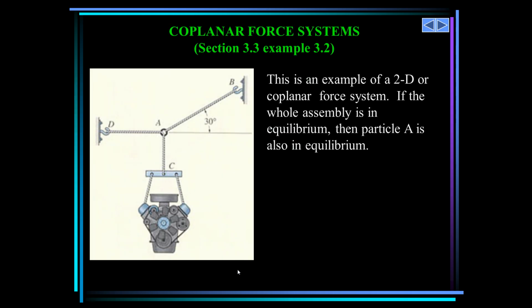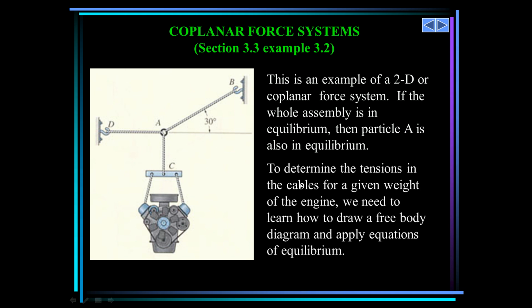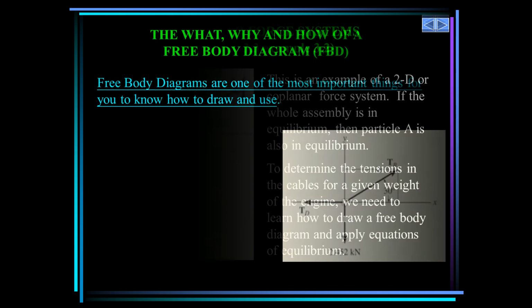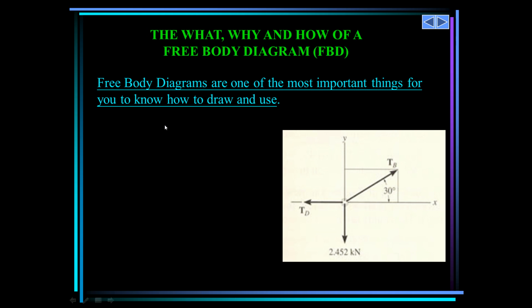Okay, and this is an example in 2D, or what we call a coplanar force system. If the whole assembly is in equilibrium, then particle A is also in equilibrium. Determine the tension in the cable for a given weight of the engine. We need to learn how to draw the free body diagram and apply the equations of equilibrium. So how can we draw the FBD and how can we list the equations of equilibrium?